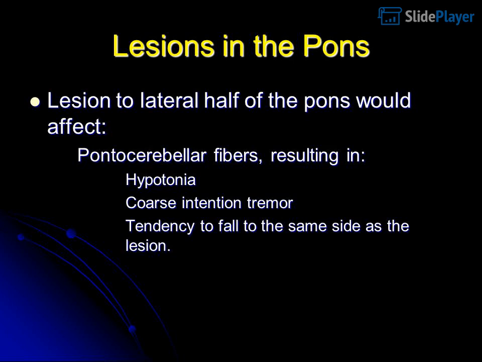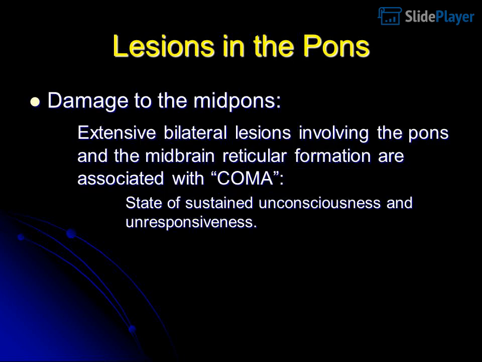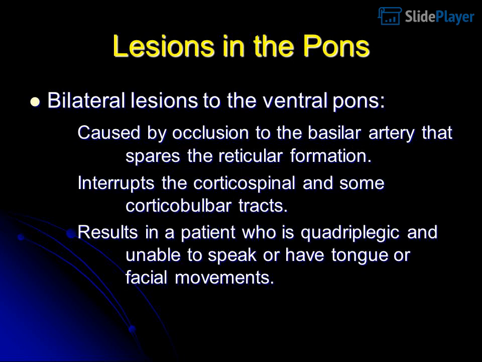Lesions in the pons. Lesion to lateral half of the pons would affect pontocerebellar fibers, resulting in hypotonia, coarse intention tremor, tendency to fall to the same side as the lesion. Damage to the midpons. Extensive bilateral lesions involving the pons and the midbrain reticular formation are associated with coma, state of sustained unconsciousness and unresponsiveness.